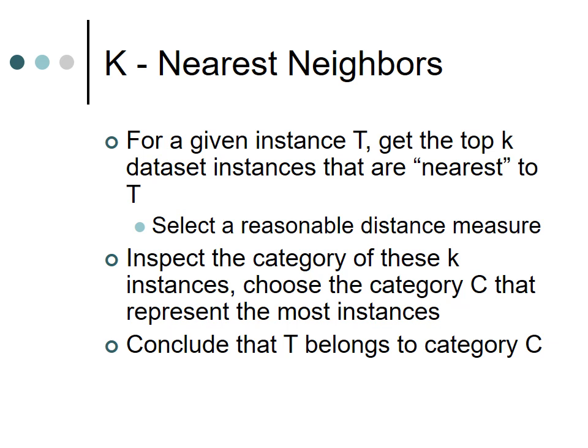So how does KNN work? For a given instance T, get the top k dataset instances that are nearest or closest to that instance T, and then select a reasonable distance. Usually we use Euclidean distance or Manhattan distance. Then inspect the category of these k instances. Choose the category C that represents the most instances. And then we predict that the new instance T belongs to the category C.